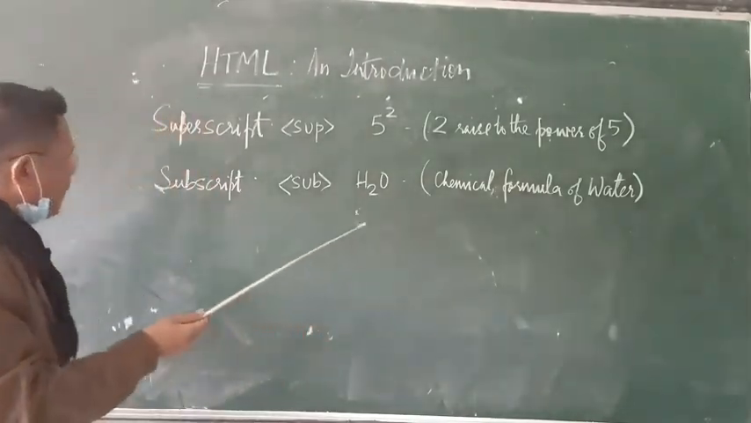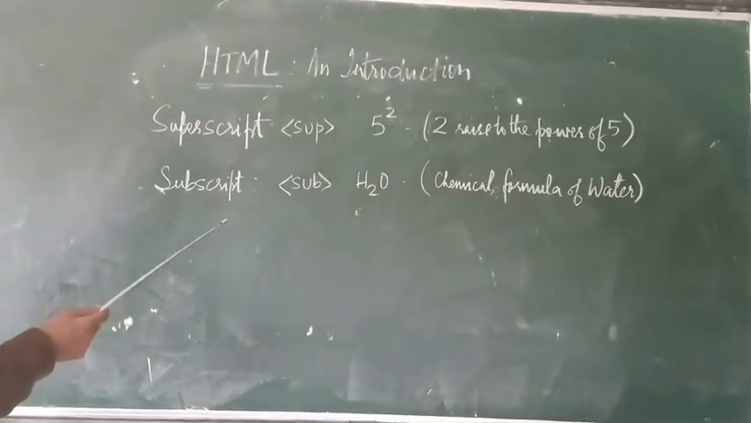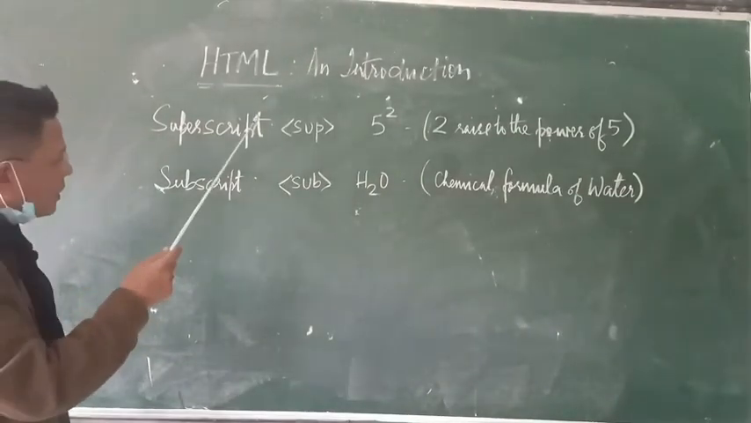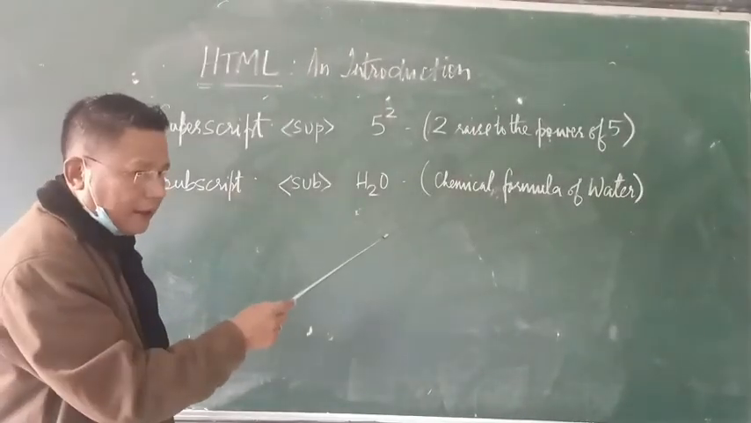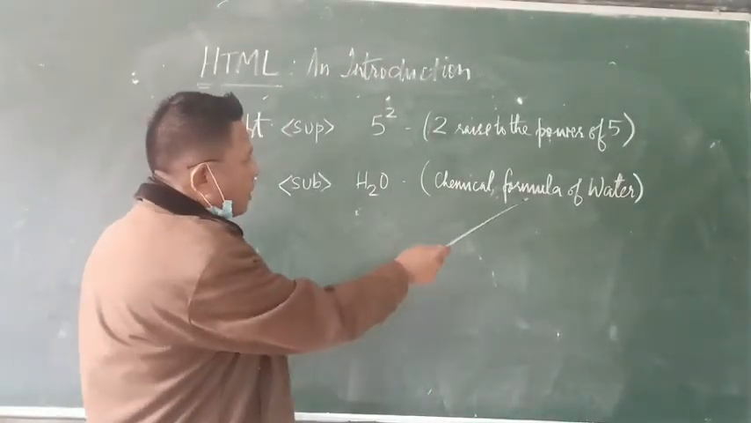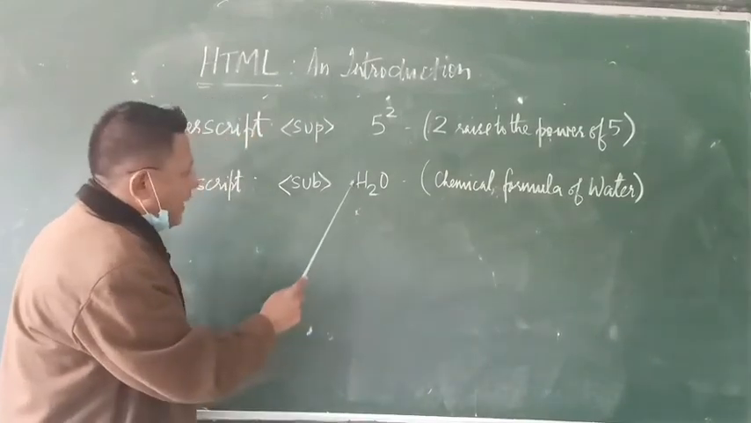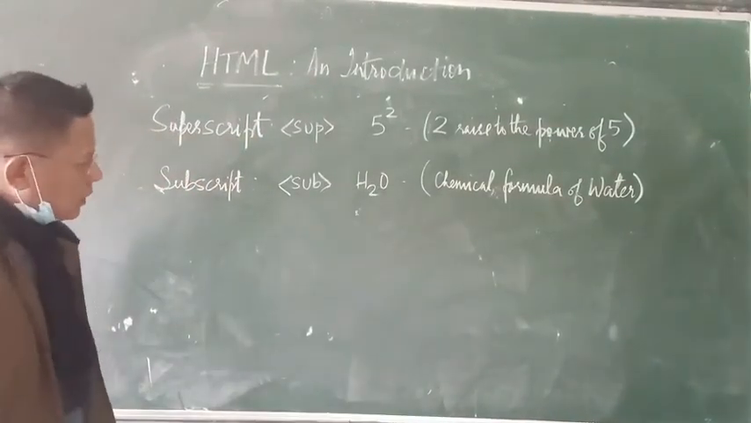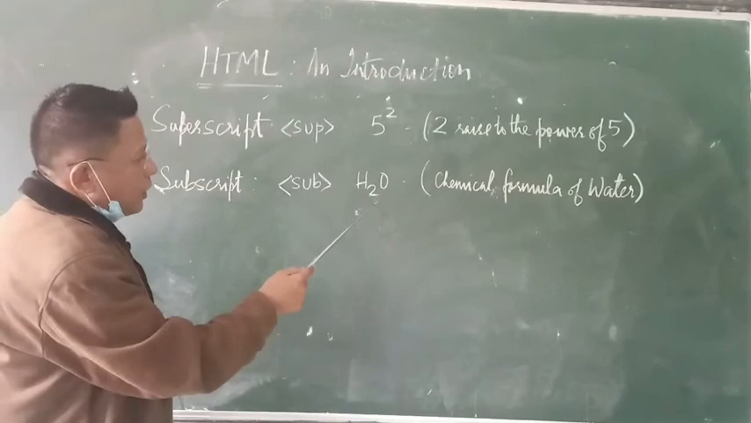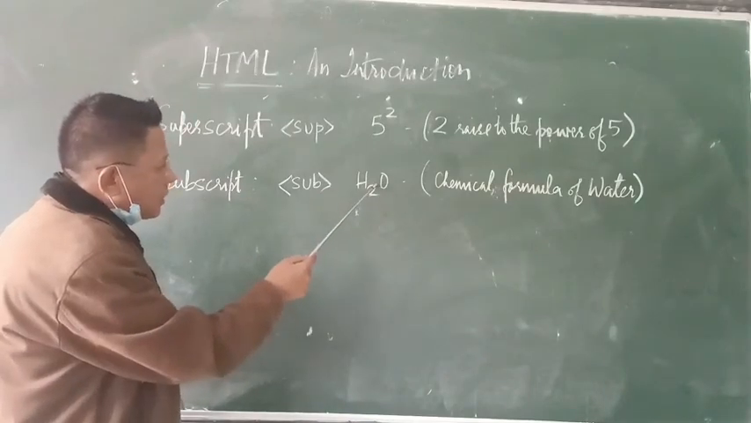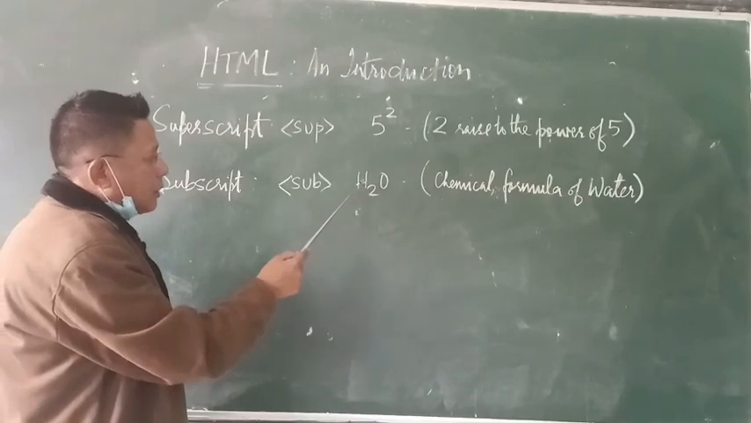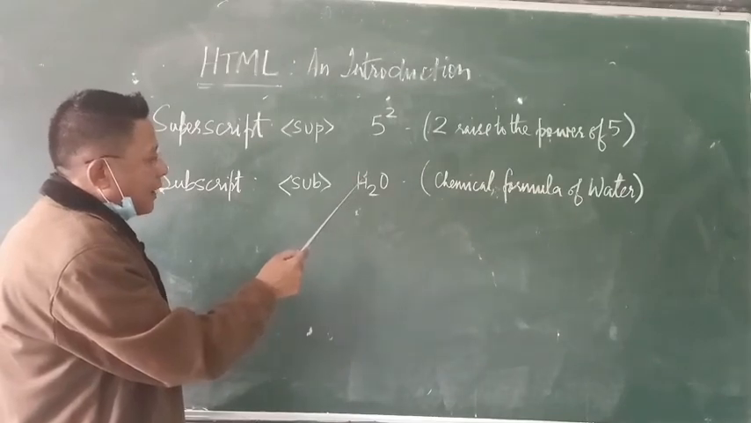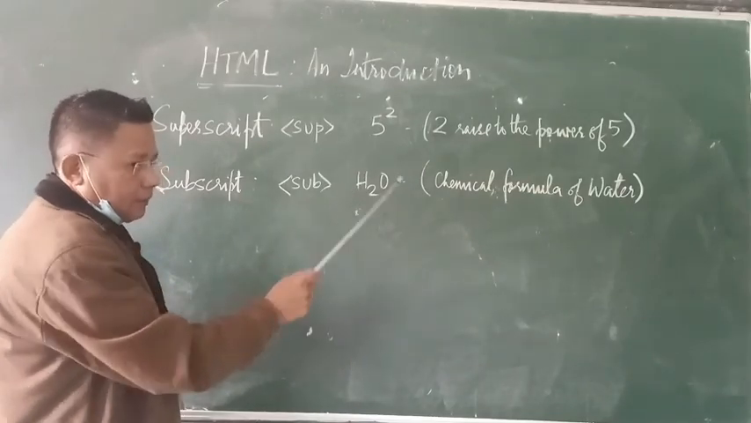Okay? In a similar way, in subscript, the text is displayed slightly lower than the normal character. For example, the chemical formula of water, which is H2O. Now if you look at it carefully, you notice that 2 is written just below the alphabet or the character H and O.